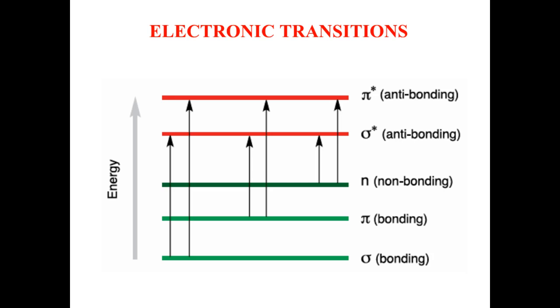In the electronic transitions, promotion of an electron from one of the three ground states, sigma, pi, or n, to one of the two excited states, sigma star or pi star, takes place.